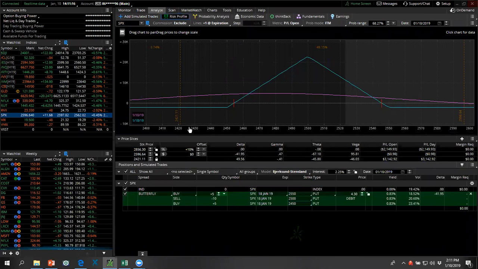Think about what a butterfly is. It's the combination of a put credit spread and a put debit spread if you're doing a put butterfly, where the shorts of each of those two spreads are the same strike. That's what makes a butterfly. So here, if you just look at the graph, we have shorts right here, and we have longs here. Okay, that's simply a put credit spread. We have longs at this higher strike price and shorts at this lower strike price. That's simply a put debit spread. So all you have is a debit spread in front of a credit spread, just like my other example was.